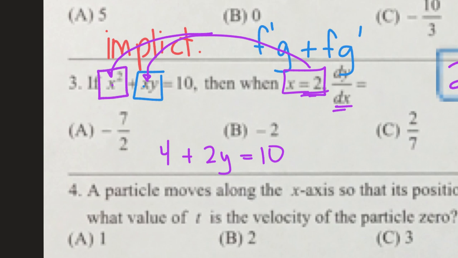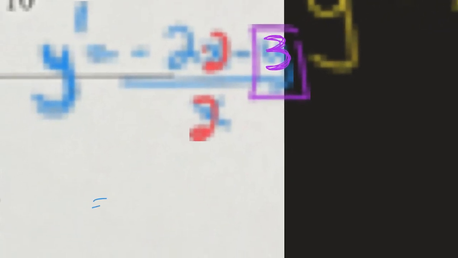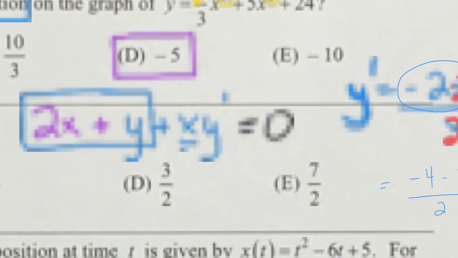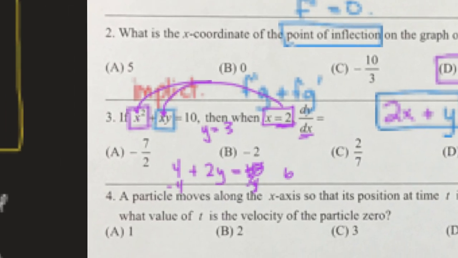Okay, so if I solve this for y, I get y equals 3, right? I subtract 4 from both sides. 10 minus 4 is 6. 6 divided by 2 is 3. So I can come over here now, and instead of a y, I'm going to put 3. So now let's do my simplification. -2 times 2 is negative 4, minus 3, divided by 2 is negative 7 over 2. Negative 7 over 2. There it is. The answer is A.